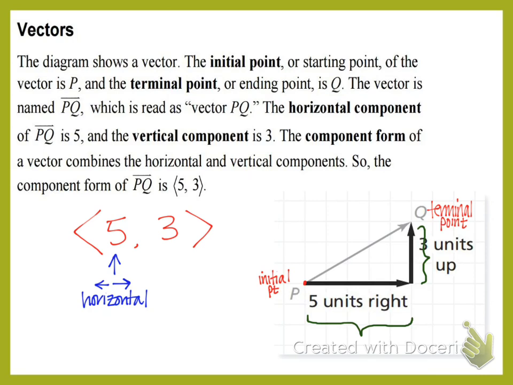So the component form of a vector shows both the horizontal and the vertical components, right? So if I want to write this vector in component form, I would write <5, 3>, where 5 represents the horizontal. We put the horizontal first. And 3 represents the vertical change. And these pointy brackets, right, they need to be pointy. That's what indicates that this is a vector and not an ordered pair or part of a set or anything else like that.